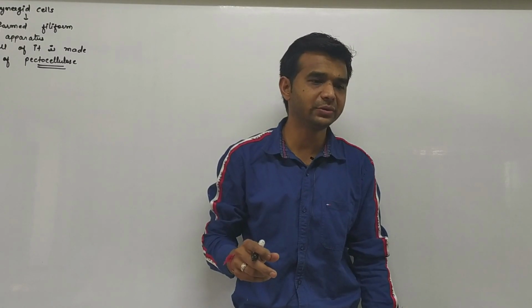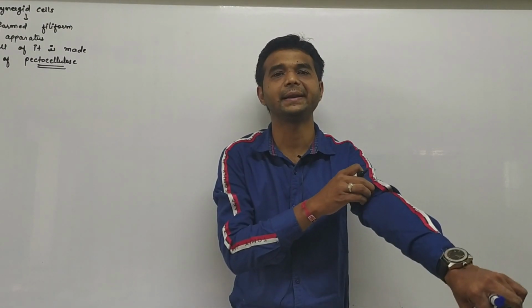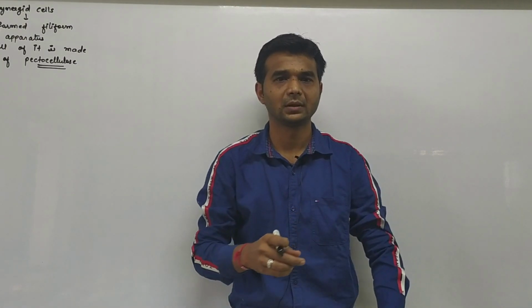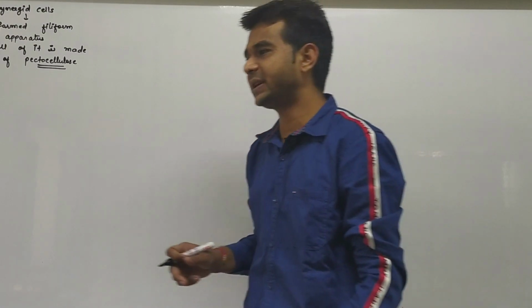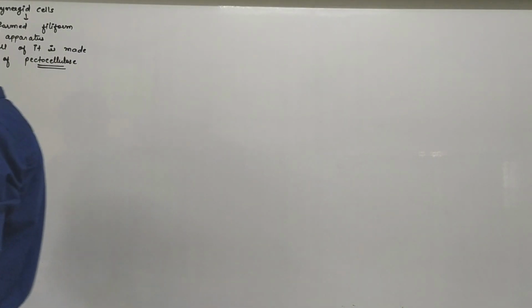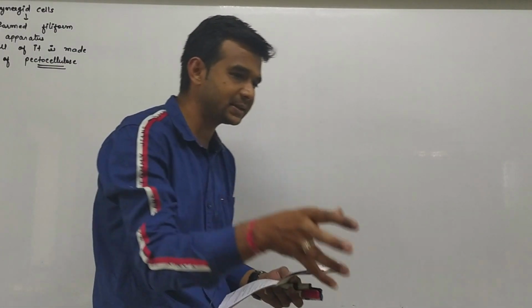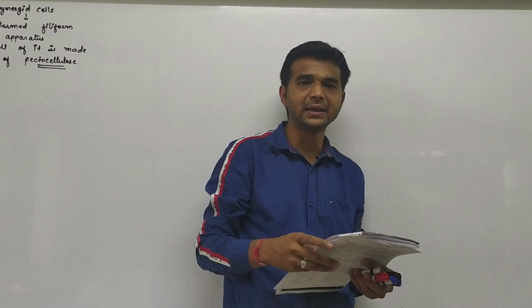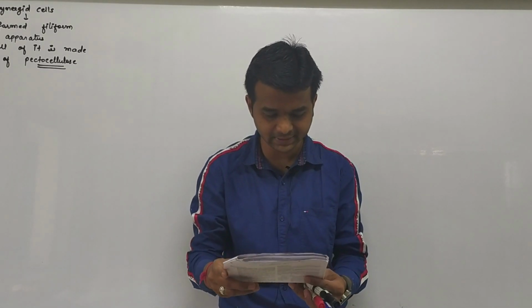Previously I told you that the pollen tube enters through the micropylar end. So the tip of the pollen tube is ruptured and double fertilization occurs. So today we will take up double fertilization. The synergid cells are degenerated just before entry of the pollen tube into the embryo sac.